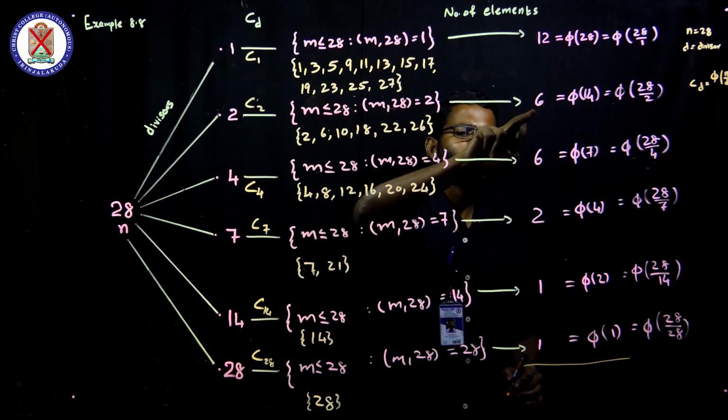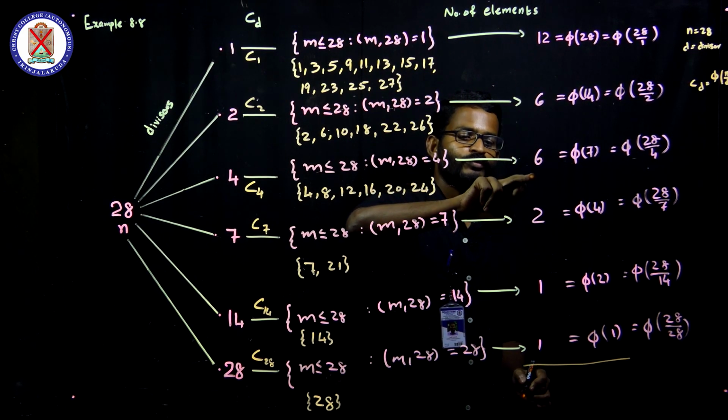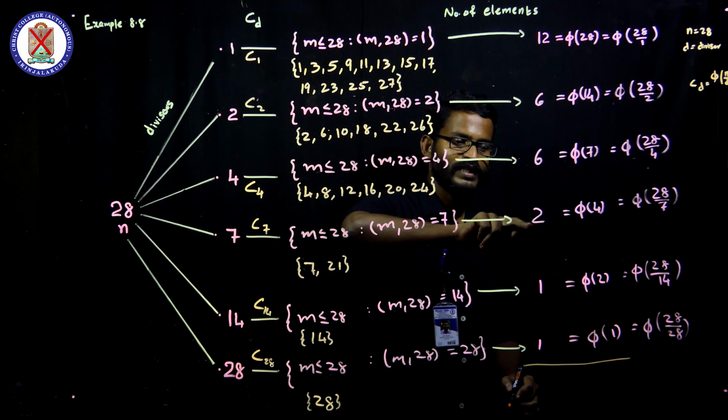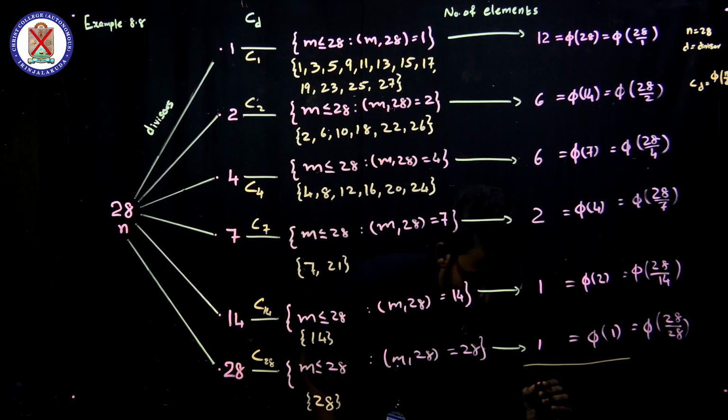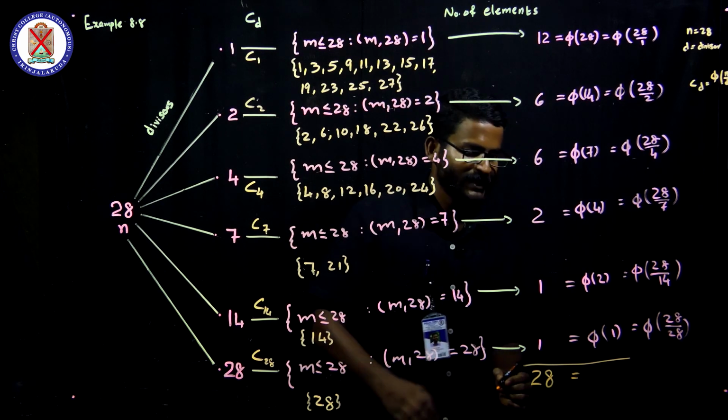12 plus 6 plus 6 plus 2 plus 1 plus 1 gives 18, 24, 26, 27, 28. This is 28. And what is this one?